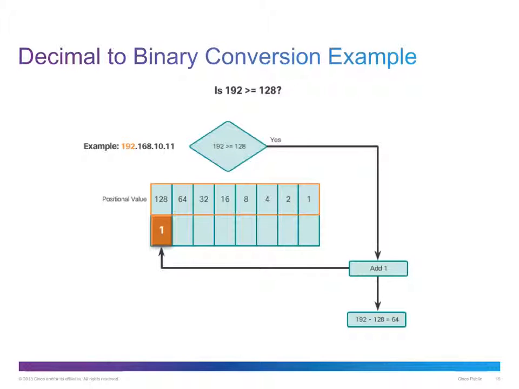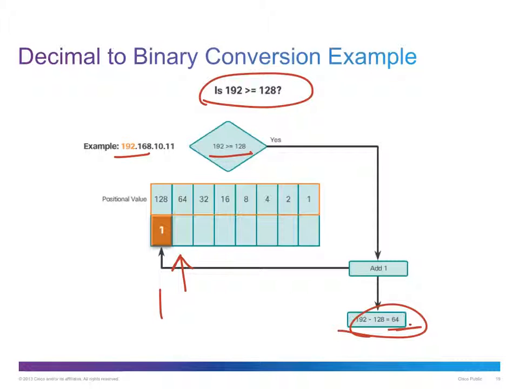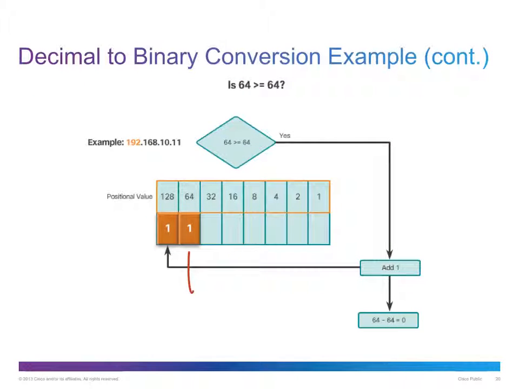Okay, so here's the example. Our first number is 192. That's greater than or equal to 128, so we take a 1 out, so now we have a 1. We subtract, and now we have 64 left. Now we see if we can take a 64. We can take a 64 out, we subtract, and we have 0. So we have 1, 1, and all the rest of these will be zeros because we have nothing left.